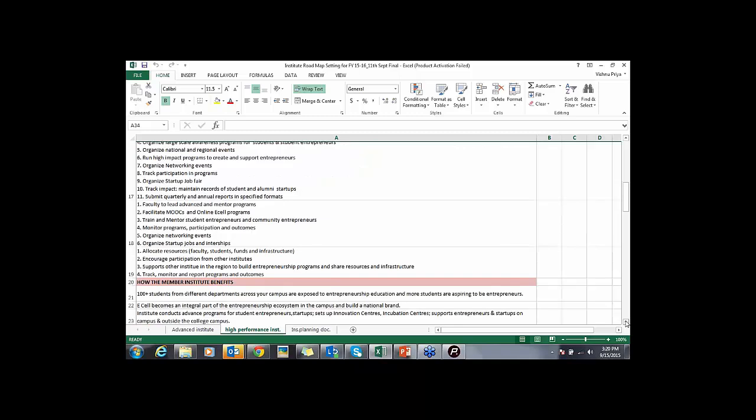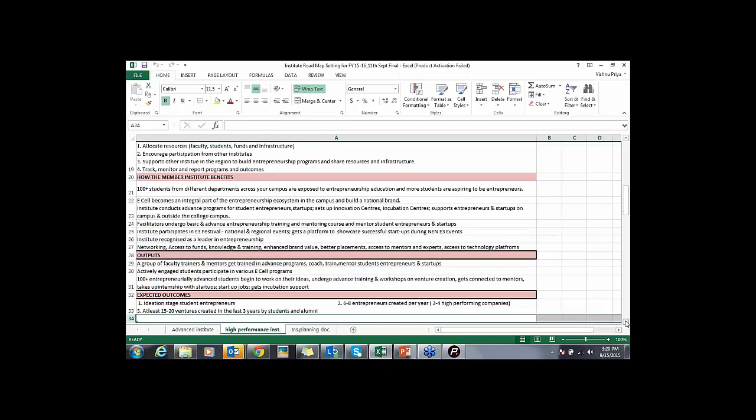So the member institute benefit again is all the branding that comes in with fantastic activities, the name that is going to be plastered across the press, the name that is going to be mentioned in newspapers. All that is going to be coming on for the college as benefits for them.